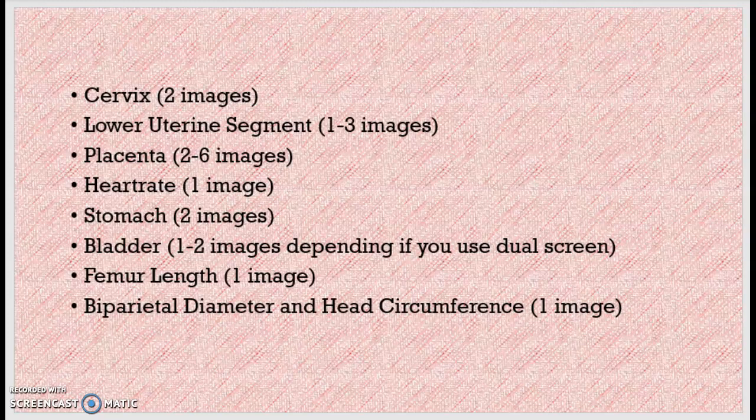You want to go ahead and make sure that you image the full placenta, so that's 2 to 6 images in Sag and Trans. Heart rate should be 1 image, stomach should be 2, bladder could be 1 to 2. It just depends if you want to go ahead and use dual screen. For the with and without color, you got femur length, which is 1 image, and the biparietal diameter and head circumference, which should be 1 image.